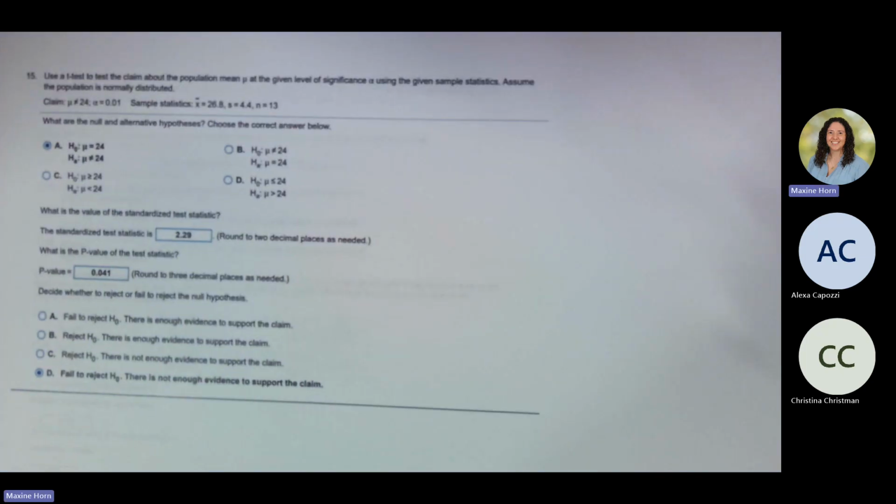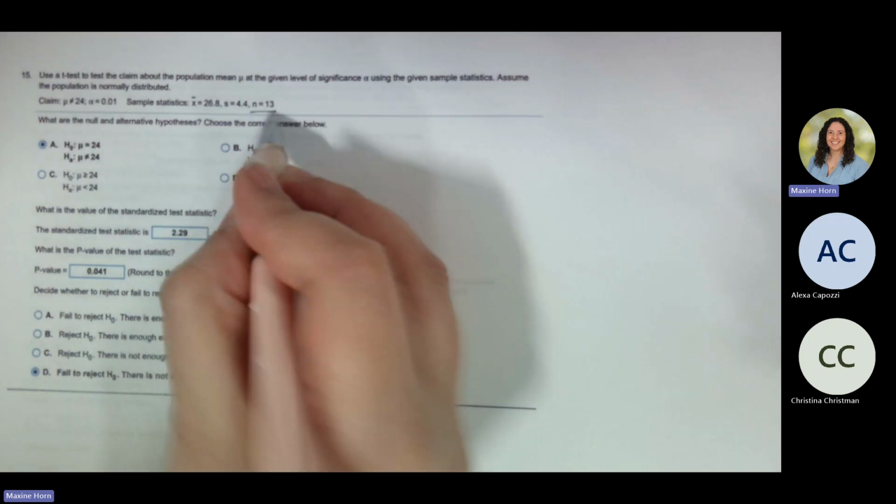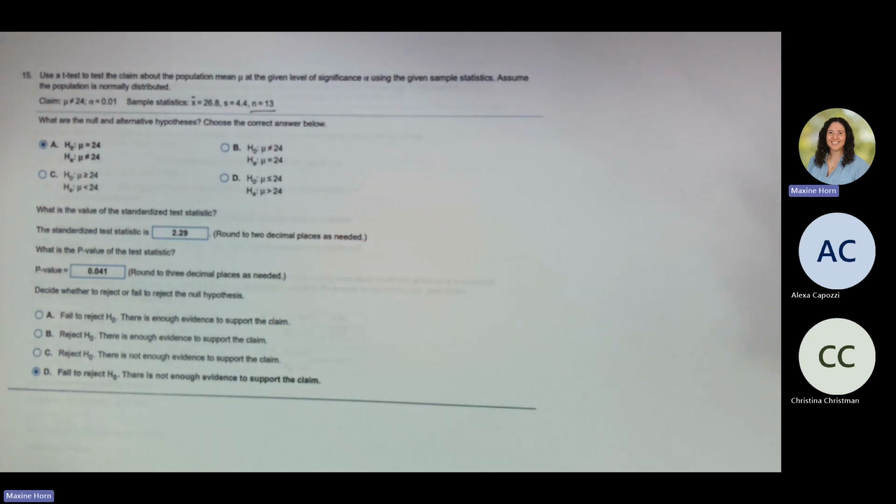Okay, so we have another one where they're telling us specifically this is going to be a t-test. Use a t-test to test the claim about the population mean at the given level of significance using the given sample stats. Assume it's normally distributed. That's good because we got a tiny little sample size here of only 13. So good thing it's normally distributed, otherwise we wouldn't be able to do this.